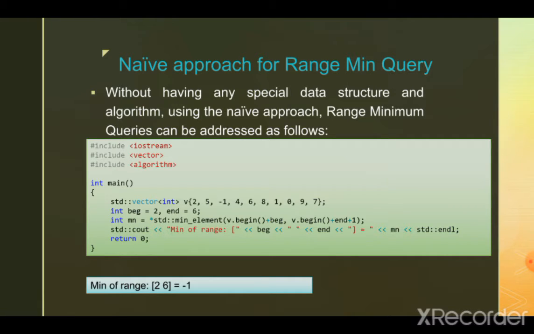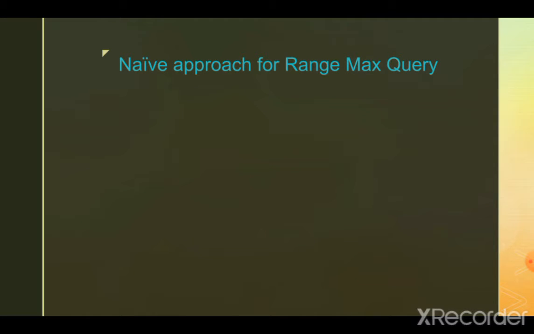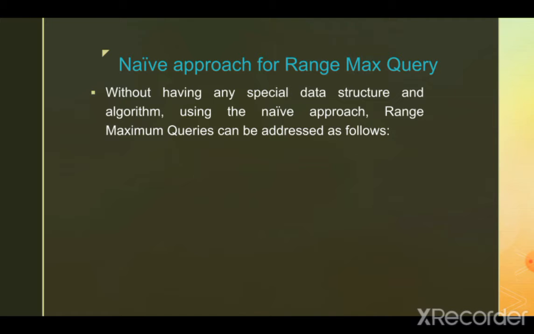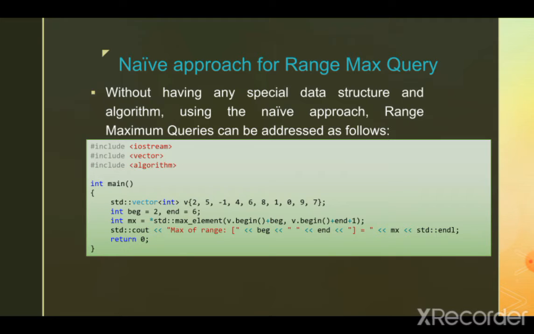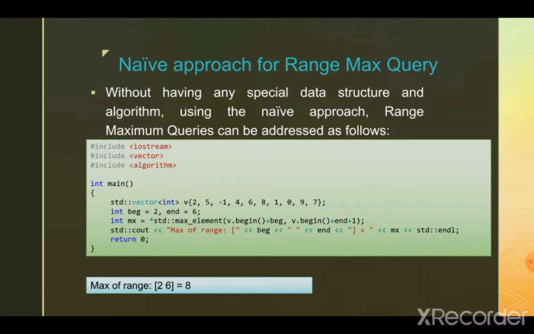This is a naive approach because the time complexity to execute this min_element call is directly proportional to the length or size of the range. Similarly, we can have a naive approach for range max query as follows. Again, it doesn't require any special data structure or special algorithm. Here I used the C++ standard library function available in the algorithm header. The function is max_element, and this produces this output: max of range 2 to 6 equals 8.